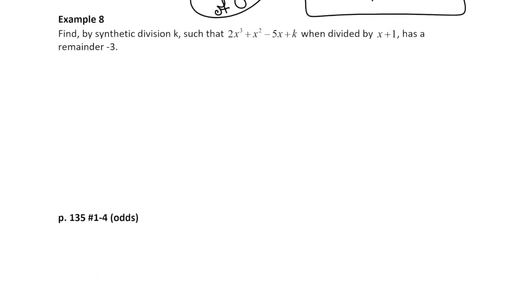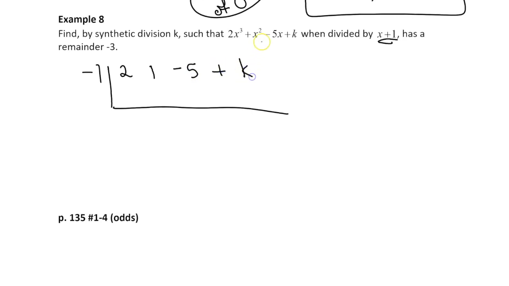Okay, so here's our final example for the day. Let's set this up right here. We're dividing by x plus 1, and we have 2x cubed plus x squared minus 5x plus k. It's saying find out what k is, but we know that we're going to be left with a remainder of negative 3. So think about what we could say with that.